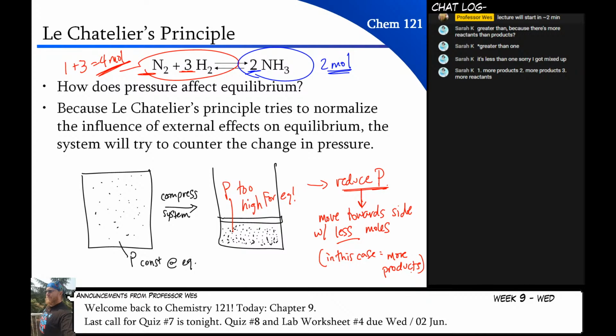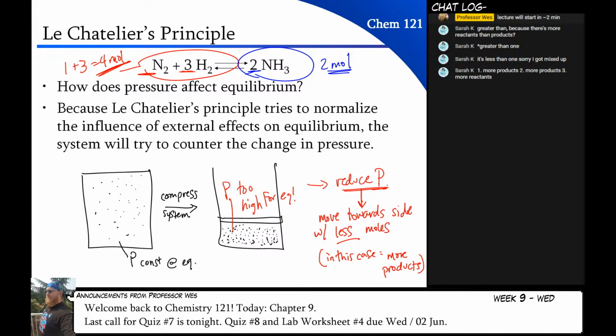So pressure is a case-by-case situation. It depends on the reaction and how many moles there are. So if I compress the system, there is too high of a pressure to be at equilibrium. I have to reduce the pressure. So the reaction moves in the direction that has fewer moles to reduce the pressure. In this case, that's the products.